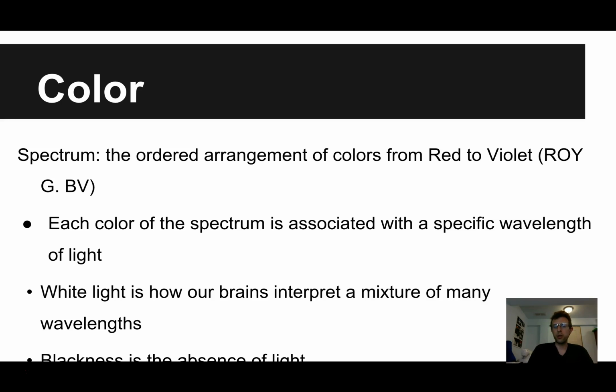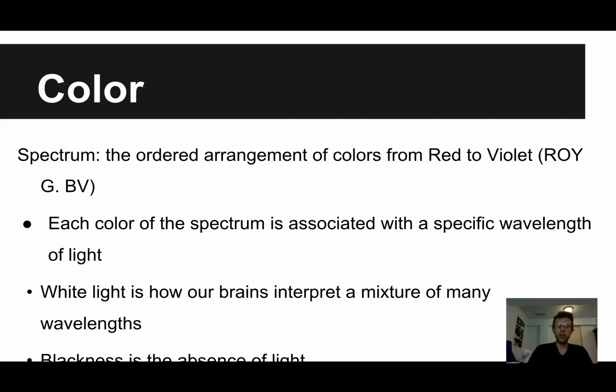Those are arranged in what we call the spectrum. Roy G. Biv is the acronym that we use for the spectrum of light. We also have ways to mix different colors together, and your brain has this sort of built-in mechanism for interpreting that. So if we see all these different colors right on top of each other all at the same time, we interpret that as white.